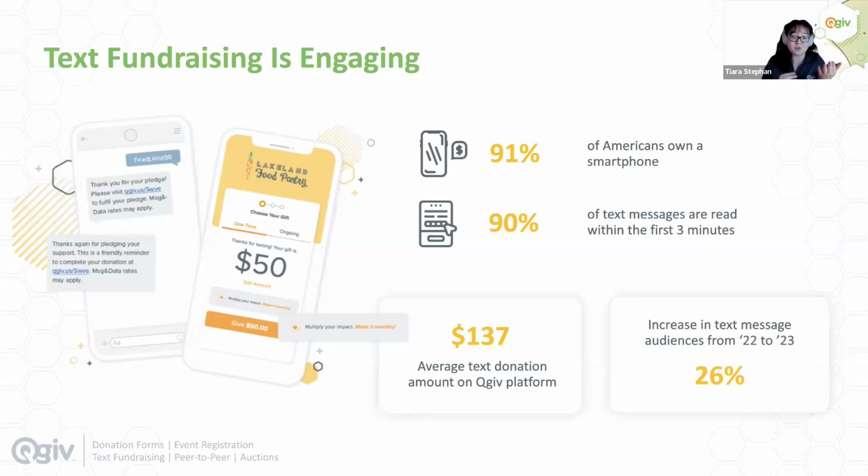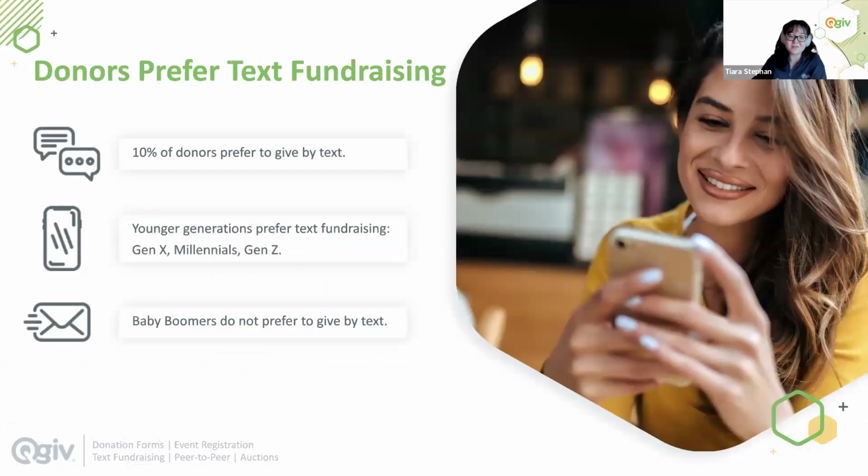So these high engagement rates and the average donation amounts, all of this together, they just make text fundraising a hidden gem of a marketing channel. It's also super popular with some of your donors. So text fundraising is a great way to access specific donor groups. QGive conducted a study to find out what your donors' preferred giving channels were. It's called the Generational Giving Study, and we're actually coming out with an updated version of it soon, so keep an eye out for that.